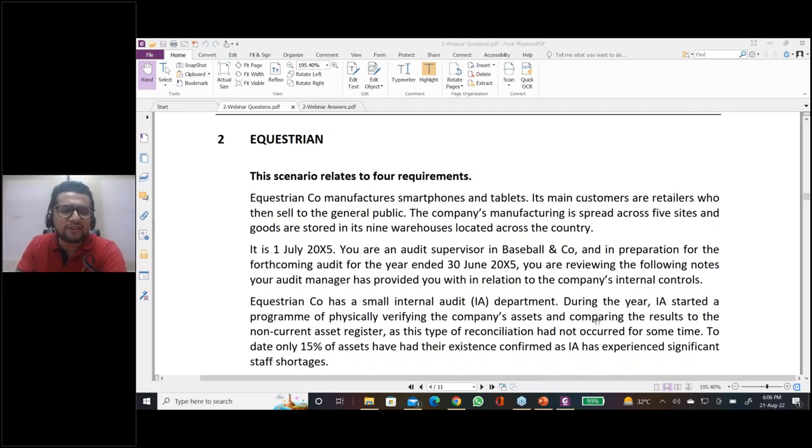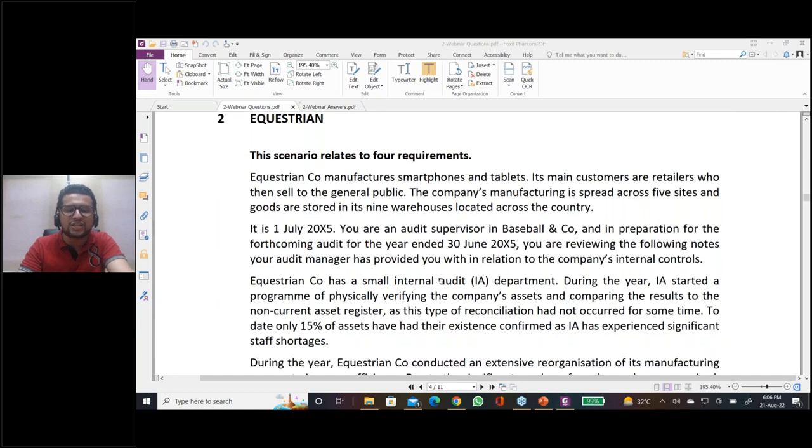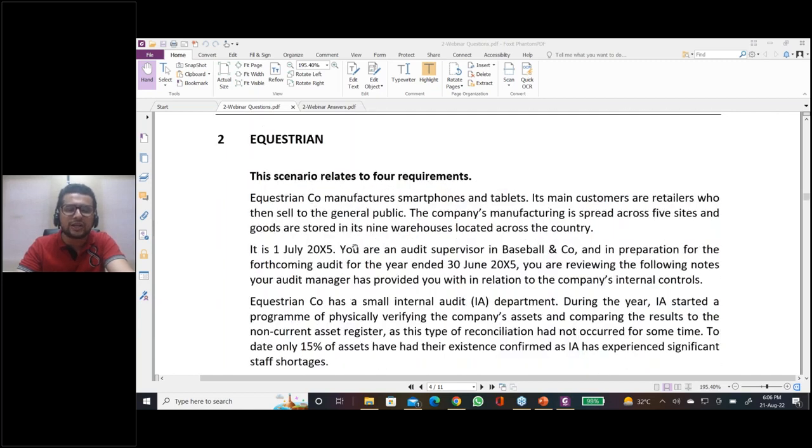Okay, now considering that we are done with the exam requirements and the marking scheme, and we have also understood how to explain the deficiency, how to explain the recommendation, how to write a test of control and all that stuff, now it's time to move to the past paper questions. And past paper question number one, which I've selected for today's session, is what we call Equestrian.